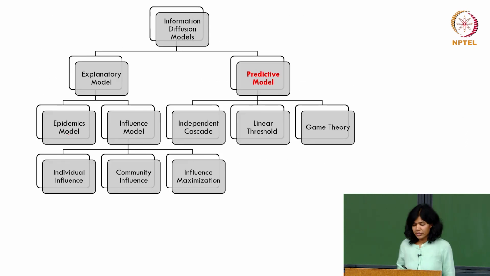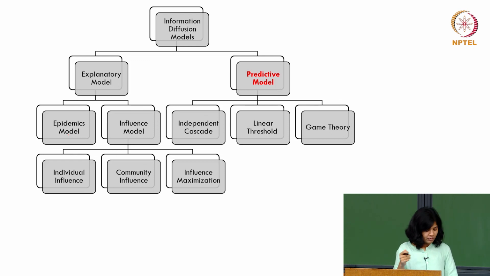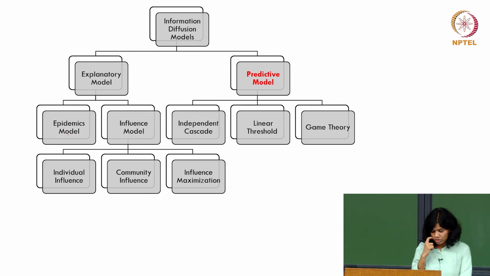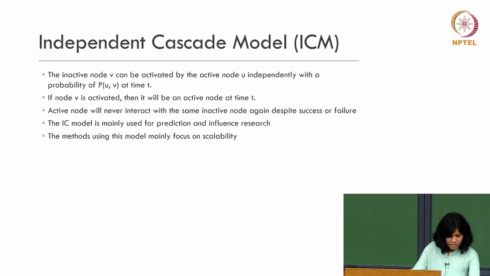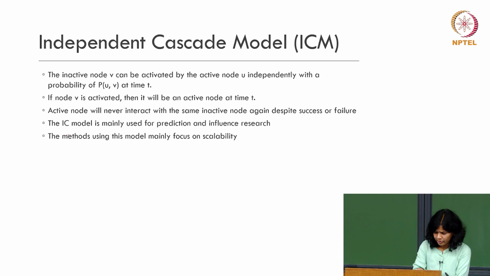Okay, let's go to the predictive models. In the earlier models, we saw how the disease spreads, which is more explanatory. But now we'll go to the predictive one, where, based on who is infected already, we predict who is next going to get infected. So independent cascade is one of the ways to predict who is going to get infected next.